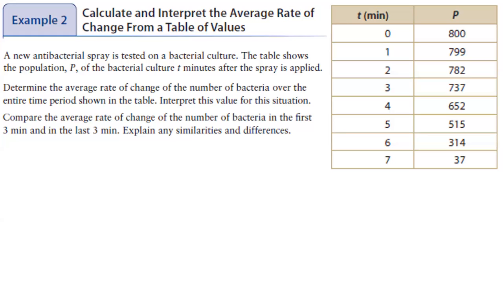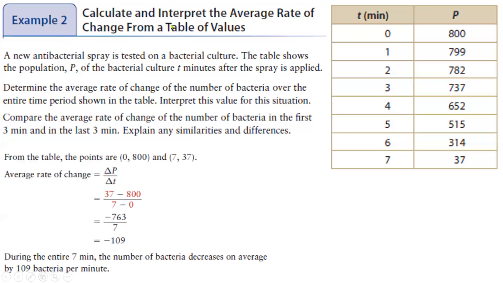All right, let's have a look at the solutions together. First, from the table, the points are 0, 800, right? This is the initial point. And the last point is 7, 37, right?